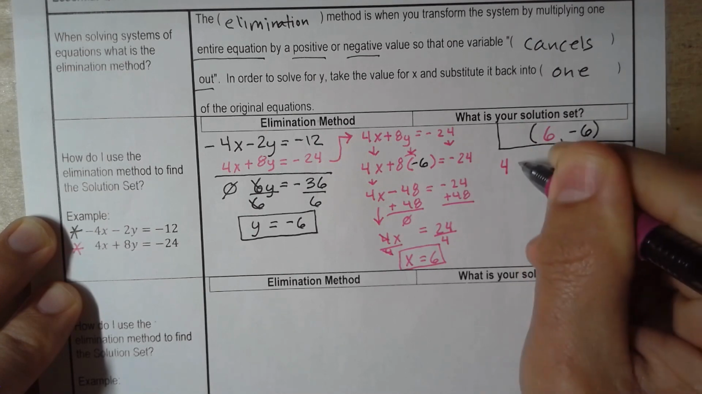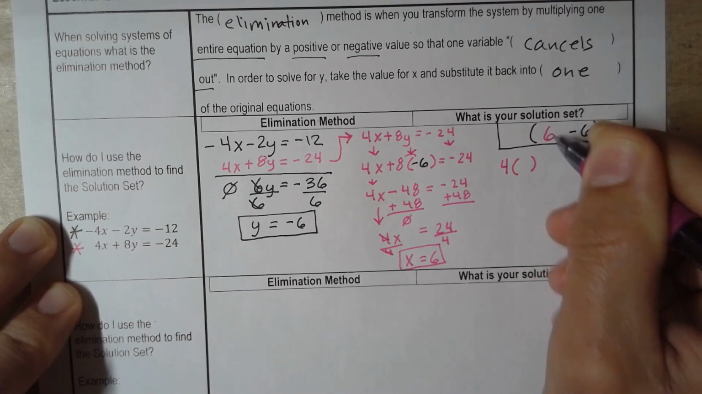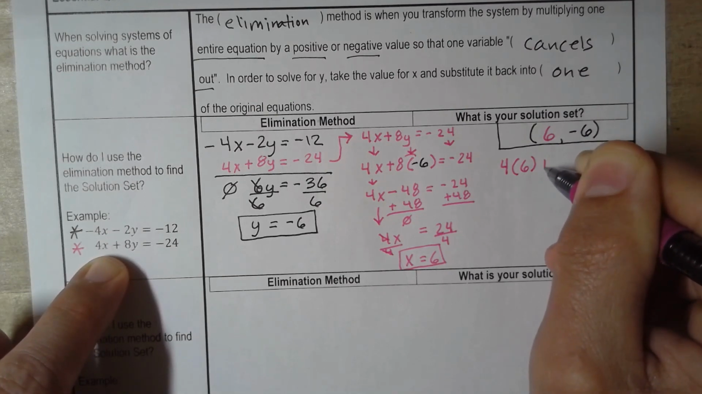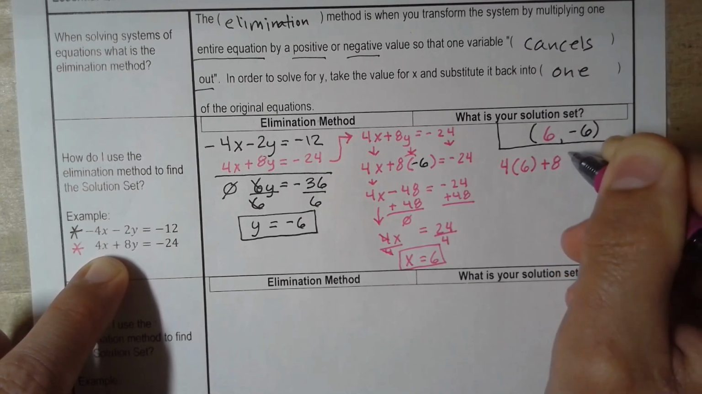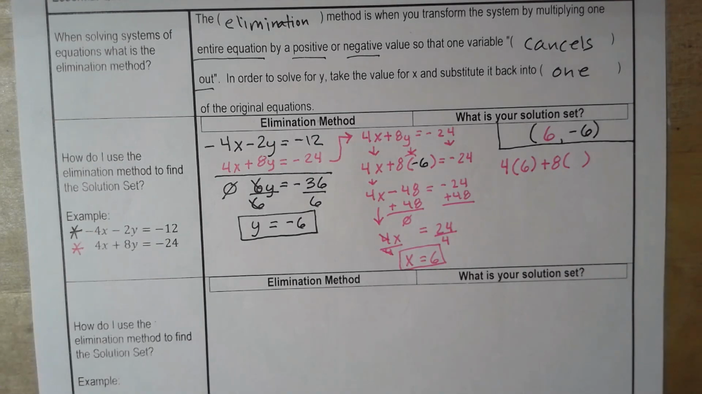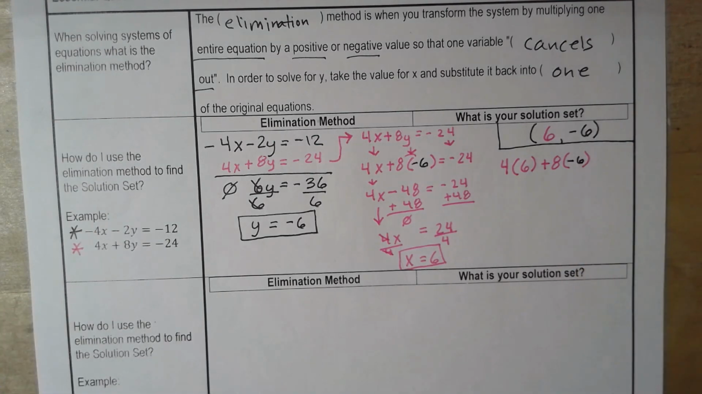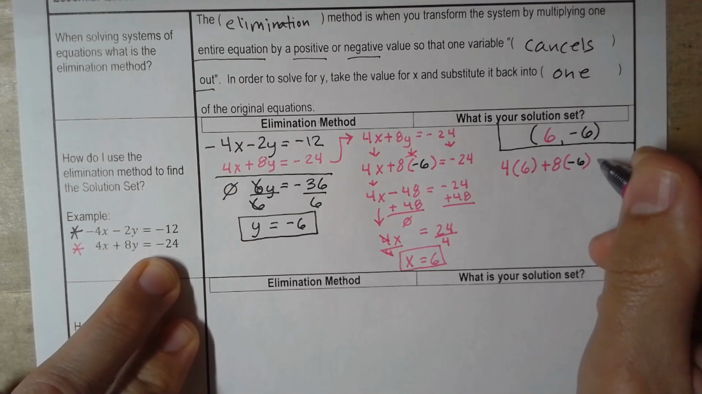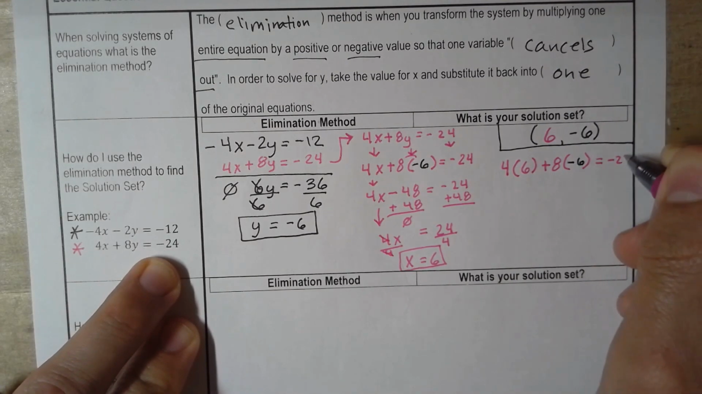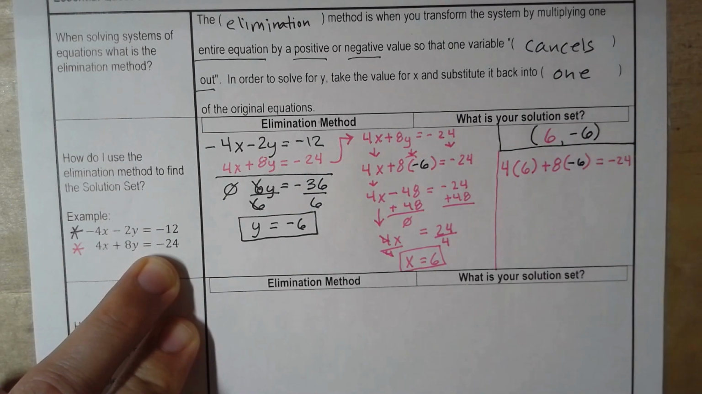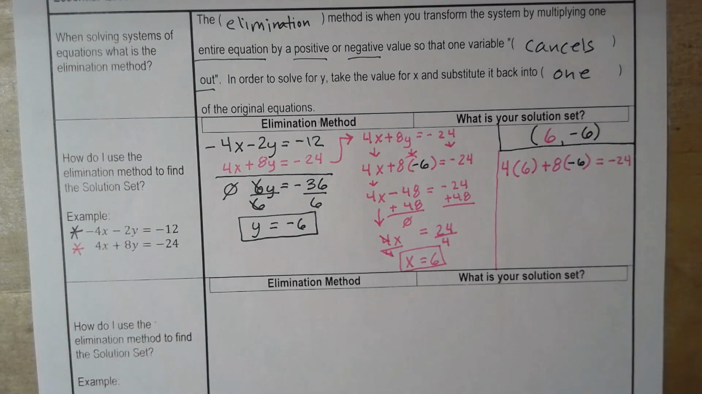So I'm going to do 4 times x, my x is 6, and then I have plus 8y, so plus 8, but instead of putting the letter y, I'm going to put in the value for y, which is negative 6, and then that's going to be equal to negative 24. And we're going to see, does this make a true statement? And draw a line to keep it separated. So let's go ahead and do the math.